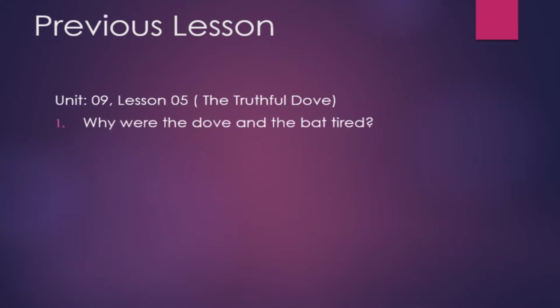My first question is, why were the dove and the bat tired? The answer will be, the dove and the bat were tired because they flew miles, or they flew a long distance. The second one is, where did they get shelter? Can you remember that one? Where did they get shelter? They got shelter in a grumpy owl's nest, isn't it? Okay, thank you very much.